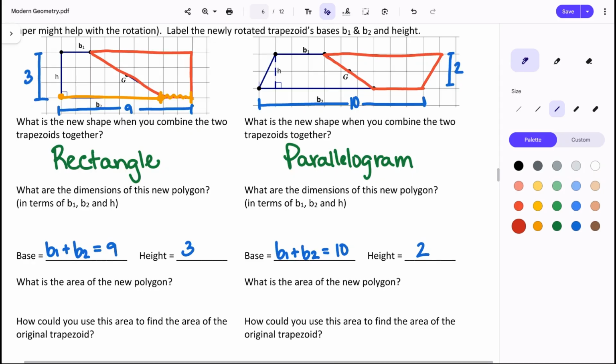We would multiply them, remember, because the area of a rectangle and the area of a parallelogram is base times height. So for my rectangle here, I'm going to take 9 times 3, which would be what? 27. And then what about over here on the parallelogram? It would be 10 times 2, which is 20. Okay, and again, these would both be units squared.